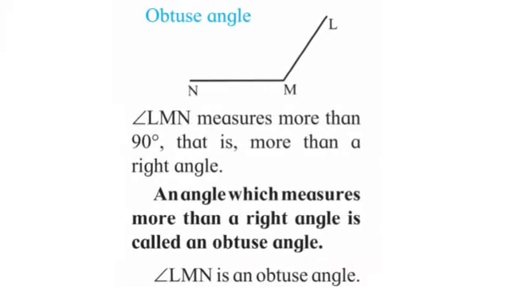Next, obtuse angle. See, in this figure, angle LMN measures more than 90 degrees. It means that it is more than a right angle. So, the angle is an obtuse angle. Now, the definition of an obtuse angle: an angle which measures more than a right angle is called an obtuse angle. So, angle LMN is an obtuse angle.